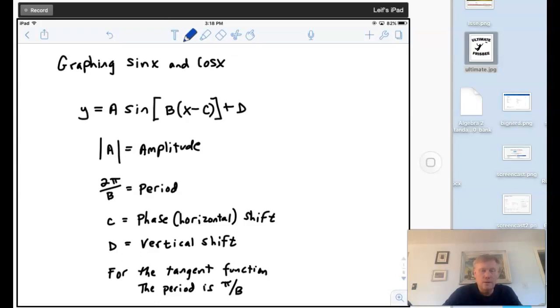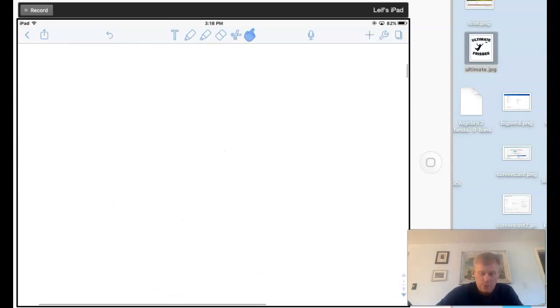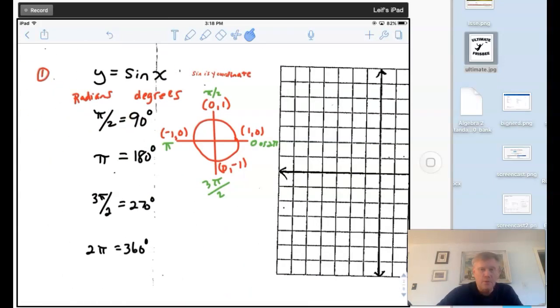And like I said before, if you're looking for the period for the tangent, it's pi over b instead of 2 pi over b. And like I said, we'll get into that in another video. All right, so that's the general equation we're using. So let me start jumping in here.